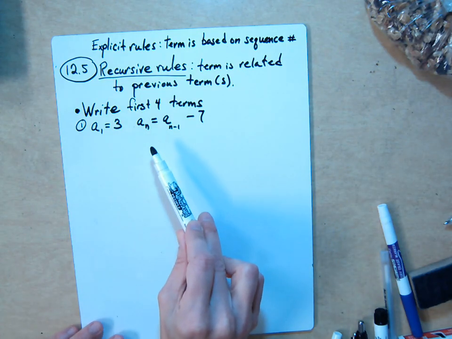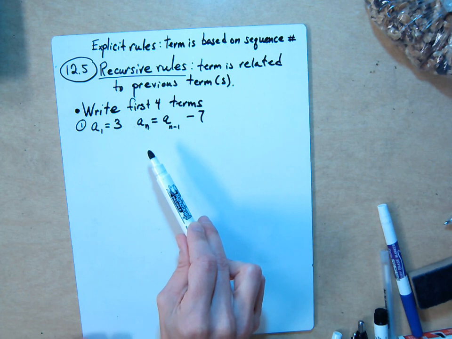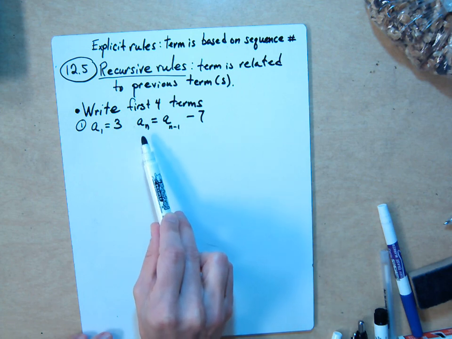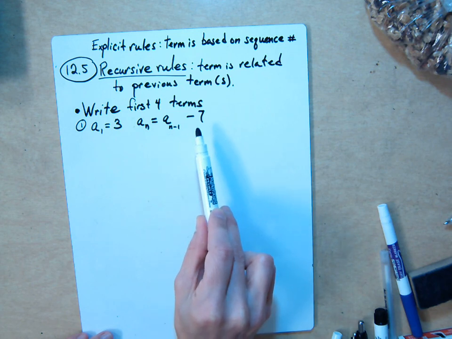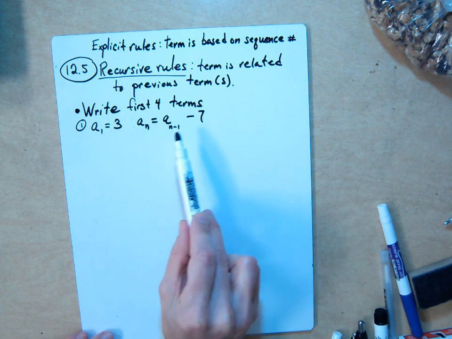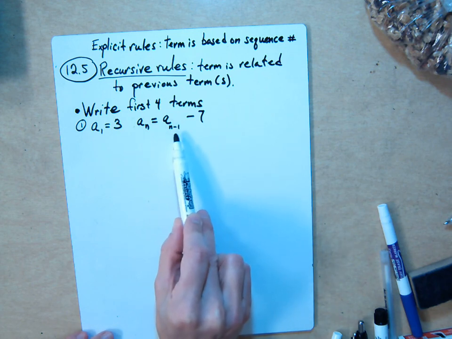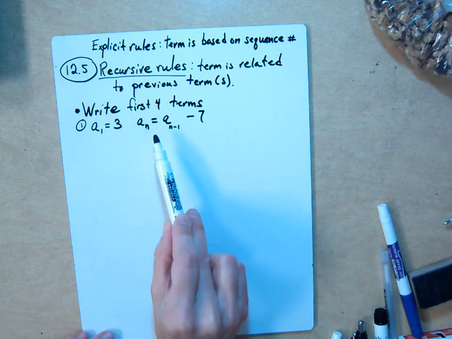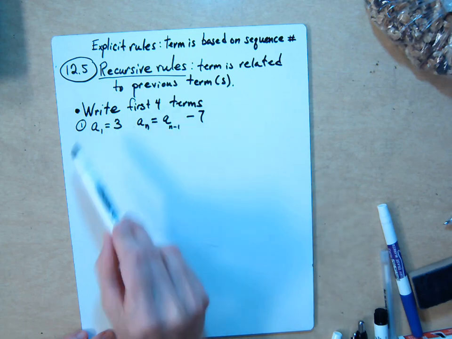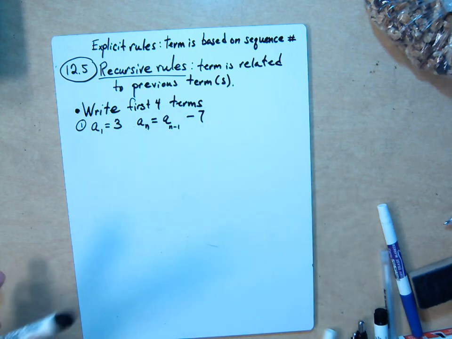So let me tell you what this means. It's fairly simple. It means that the nth term is equal to the one previous minus 7. So the a sub n minus 1 means the one before a sub n. That's how you write the previous term. So all we have to do is expand this. It's easier than you might think.